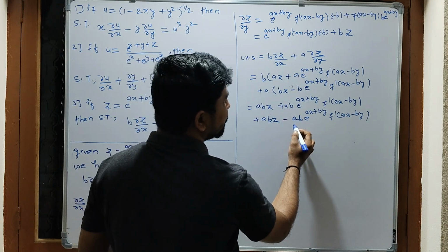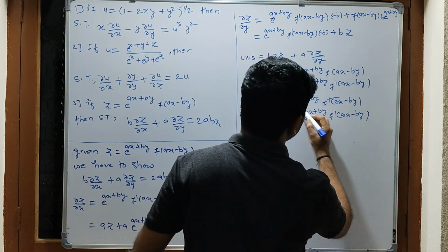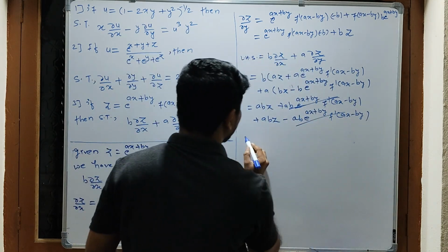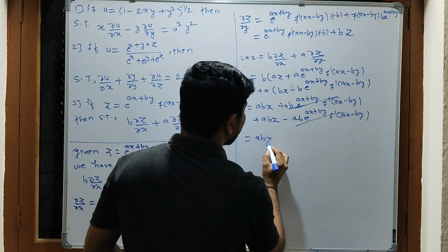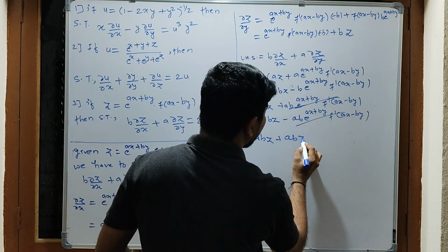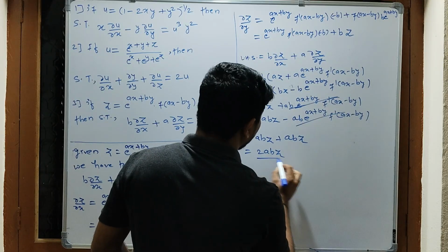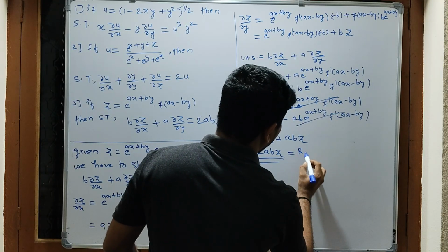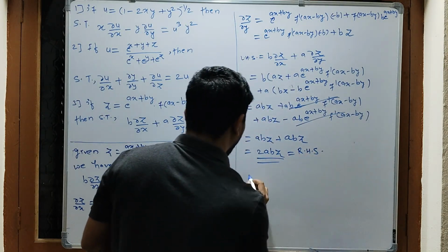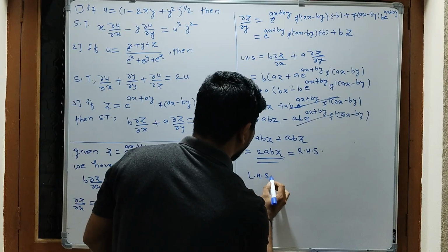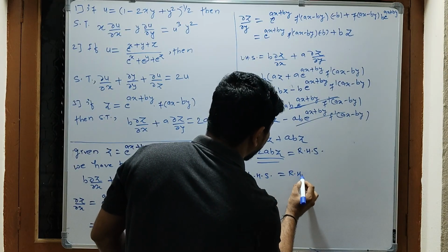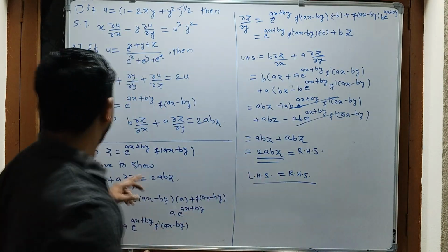This is positive quantity, this is negative quantity, this cancels with these things. So this is equal to abz plus abz, which is equal to 2 times abz. That's equal to right hand side. Therefore left hand side equal to right hand side. That's what we have to show here.